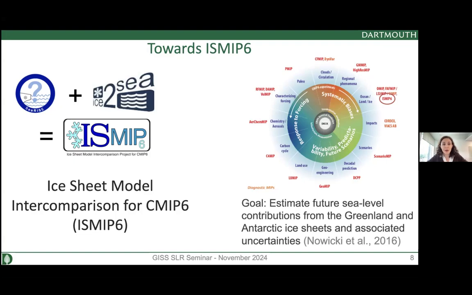And moving forward, ice sheet modelers got all together and decided that, first, it made no sense to have two different efforts. We really wanted to collaborate to provide the best possible projections. And that's how ISMIP-6 was born. ISMIP-6 is the Ice Sheet Model Intercomparison for CMIP-6. For the first time, ISMIP-6 has been part of the CMIP. You see here on the right, it lives in the ocean land ice part. Its goal is to estimate future sea level contributions from the Greenland and Antarctic ice sheets and the associated uncertainties. And that's how ISMIP-6 started.